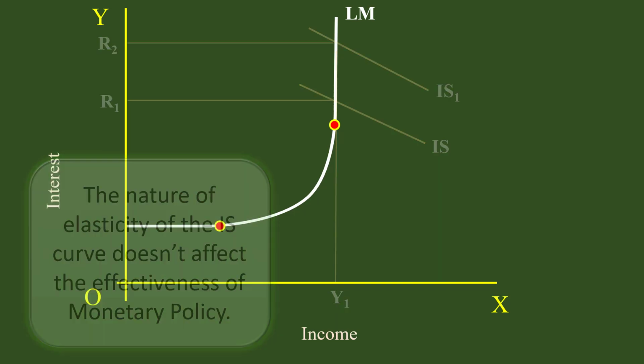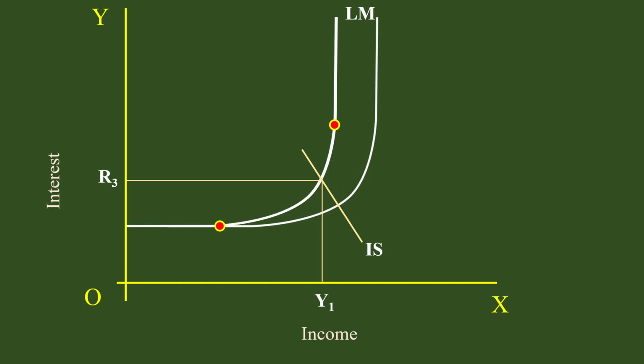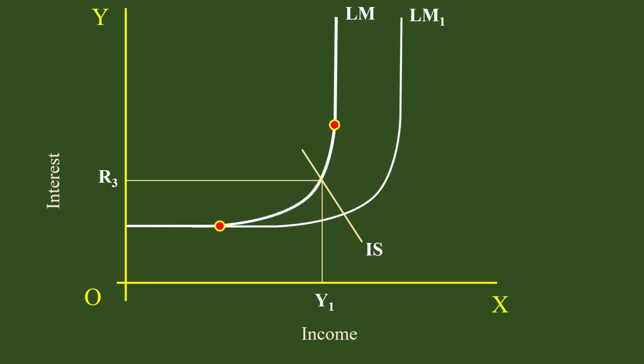We shall turn to the intermediate range. The equilibrium interest-income combination is R3 and Y1. The government uses monetary policy to increase the income by increasing the money supply. The LM curve moves to the right. It is LM1. The new equilibrium income is Y2. It is more than Y1. The new equilibrium interest is R1.